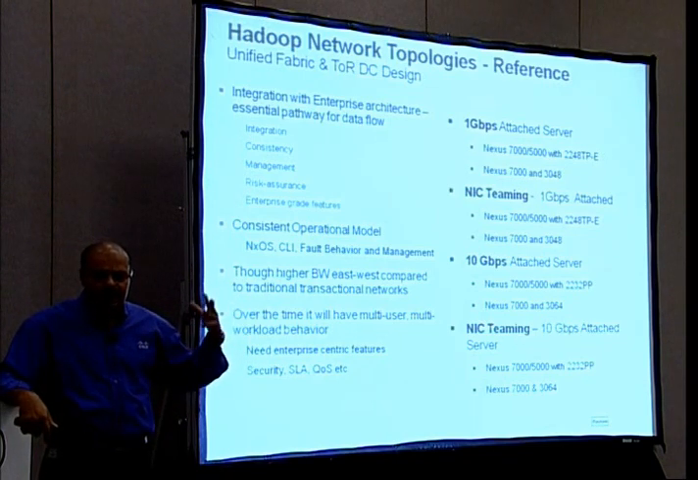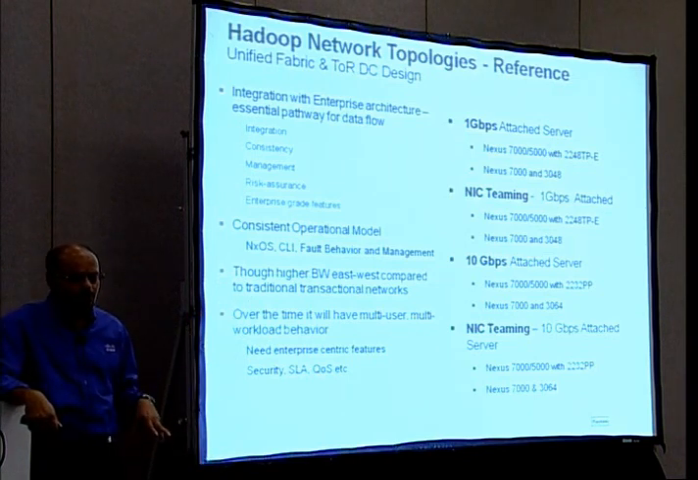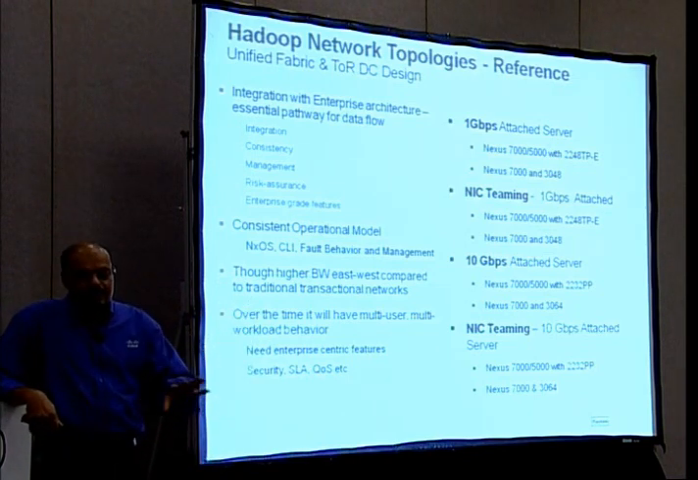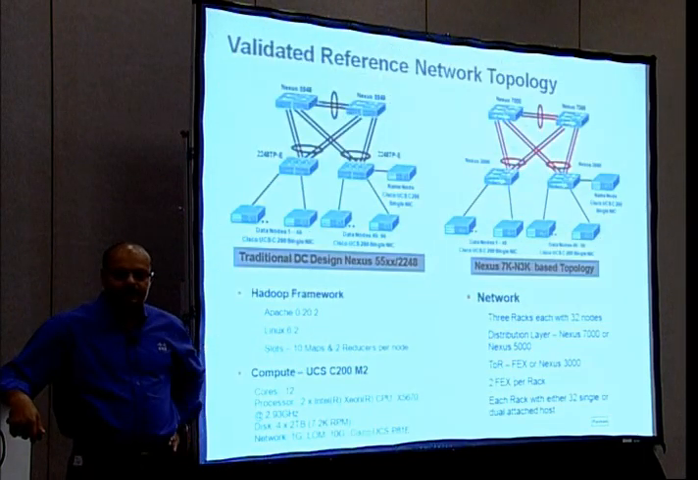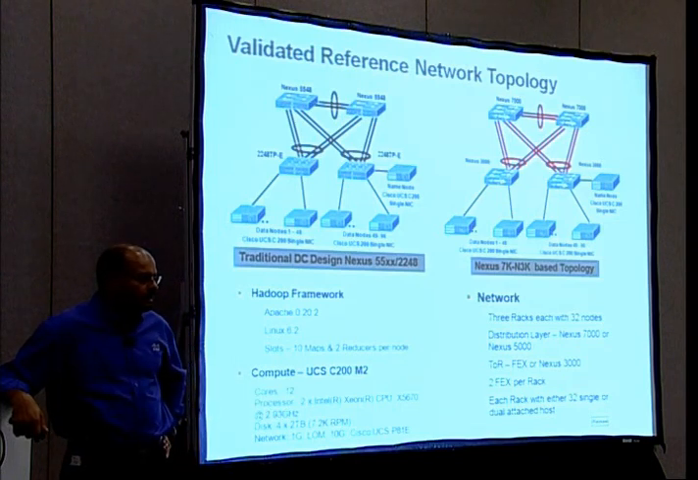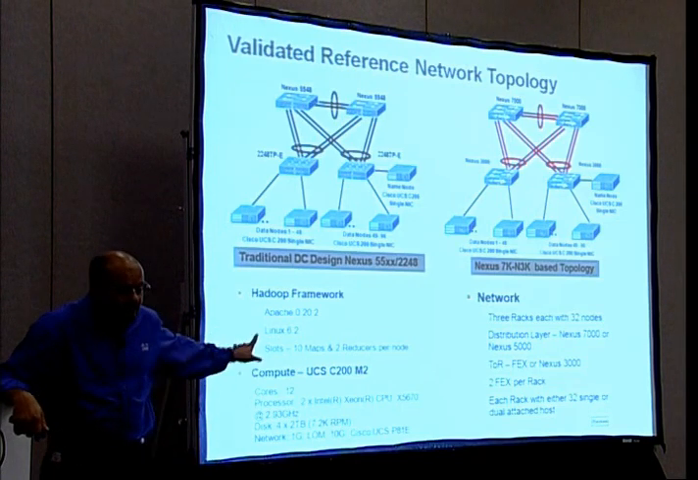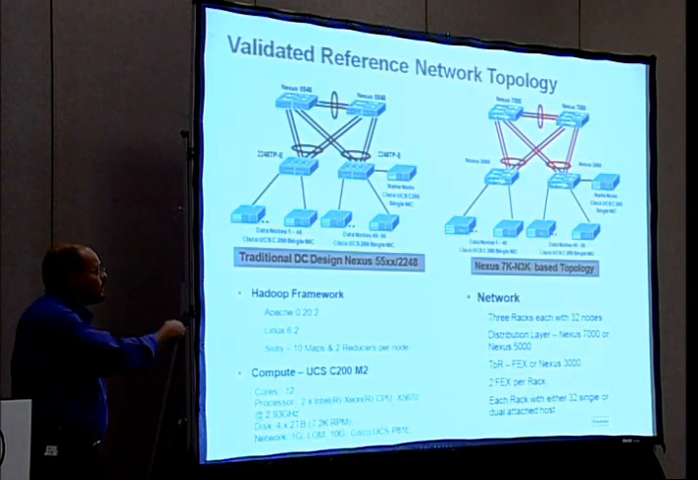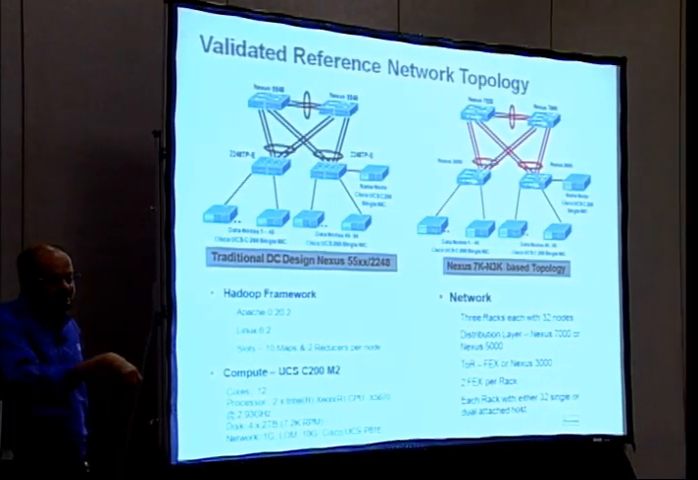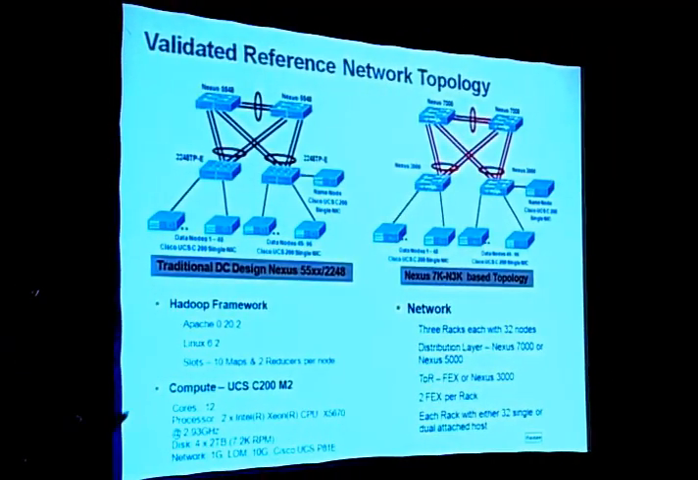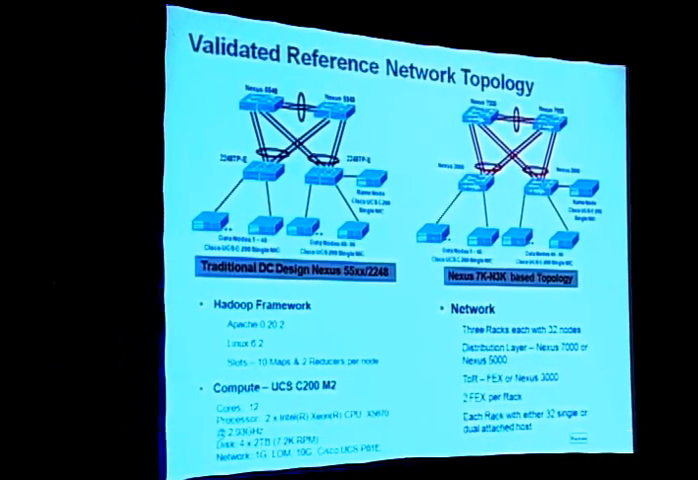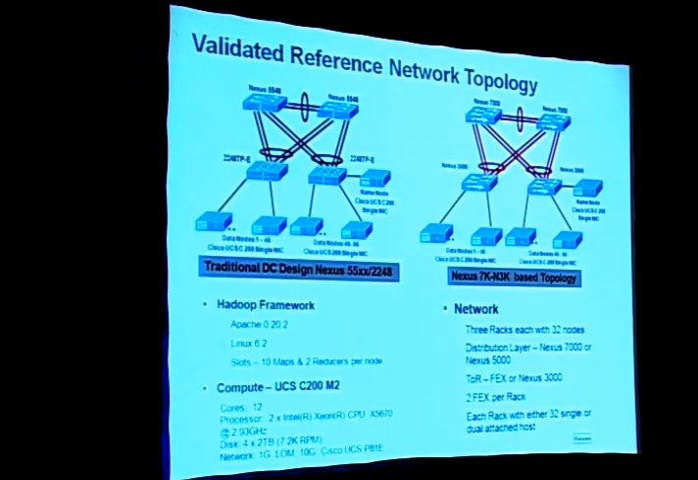There are four sets of designs that I can come up with: single attach 1 gig, dual attach 1 gig, single attach 10 gig, and dual attach 10 gig, and we have a reference combination of portfolio or product that you can use as a reference. Going back to the original slide from the first part of the presentation, we work mostly with a Nexus 5K, 2K topology, and we also validated with Nexus 7K with the top-of-rack switch called Nexus 3000, right? Both technologies will work for you.